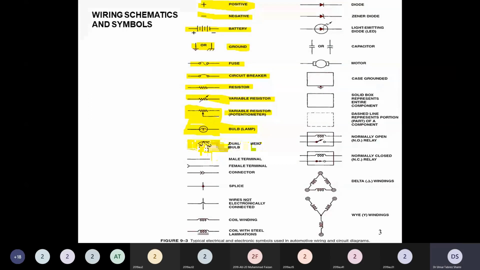Then there are connectors: female terminal connectors, male terminal connectors, and simple connectors. Connectors are copper wires that connect circuits to the source, or they connect the source to the fuses, and so on.